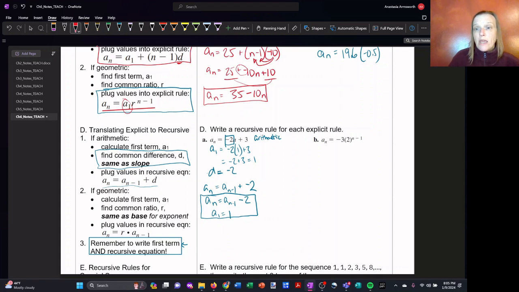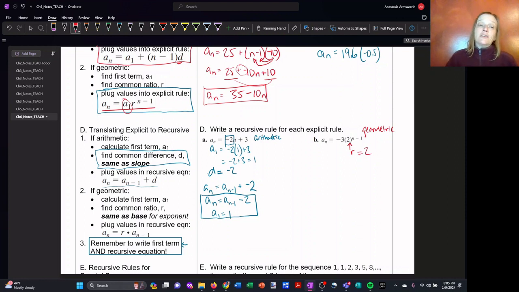So we can see from this equation that my r value is going to be the thing that's raised to the n minus 1 power. My common ratio is raised to the n minus 1 power. So r is 2. My common ratio is 2 because this is a geometric sequence.